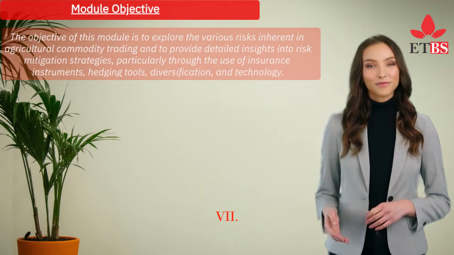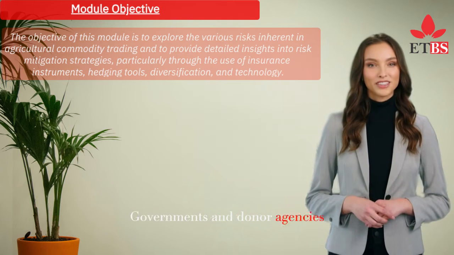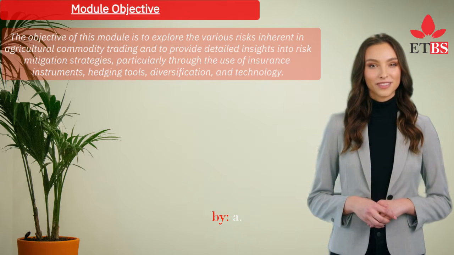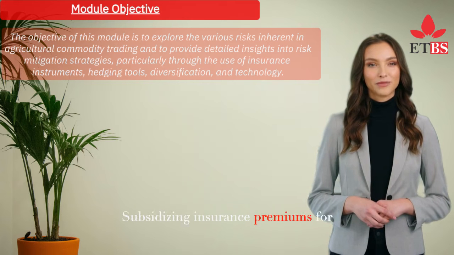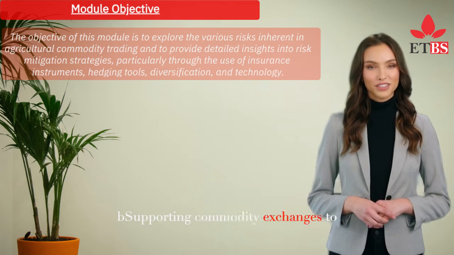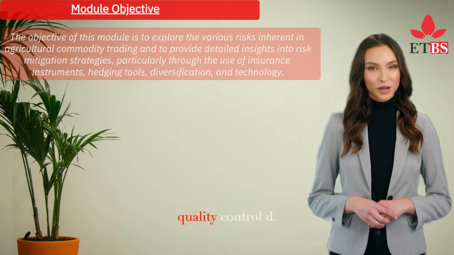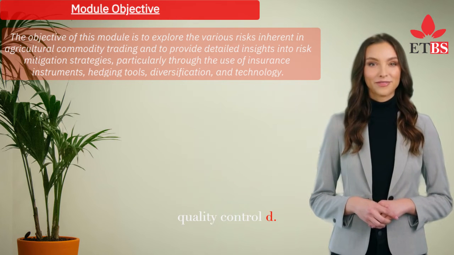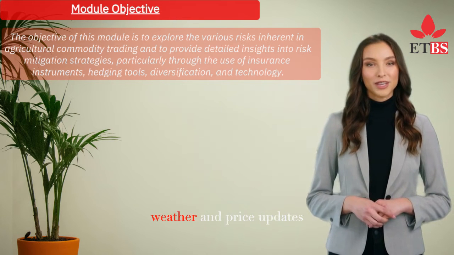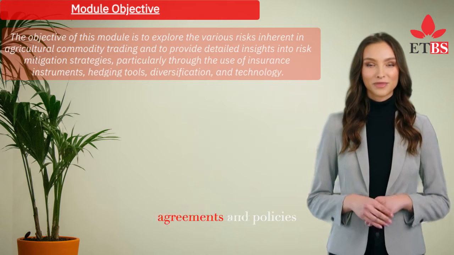7. Role of government and donors in risk mitigation. Governments and donor agencies play a critical role by A. Subsidizing insurance premiums for farmers. B. Supporting commodity exchanges to enable hedging. C. Funding capacity building on quality control. D. Providing data platforms for weather and price updates. E. Facilitating cross-border trade agreements and policies.